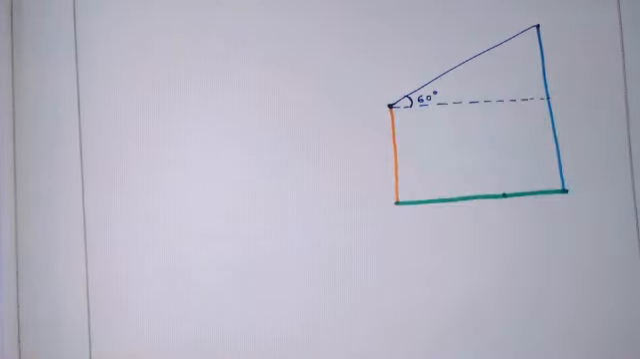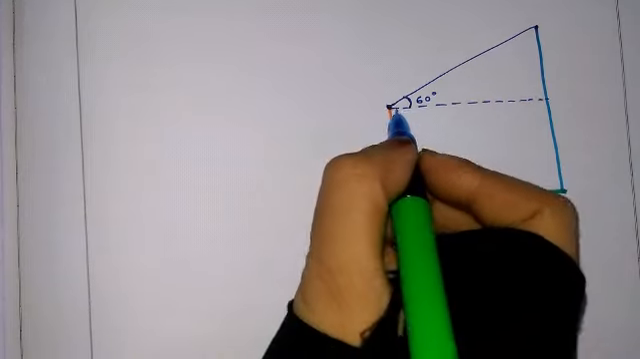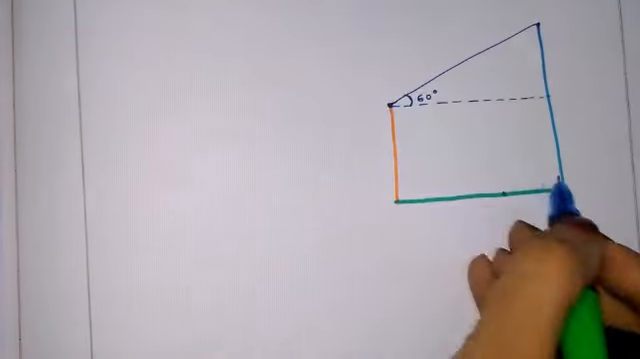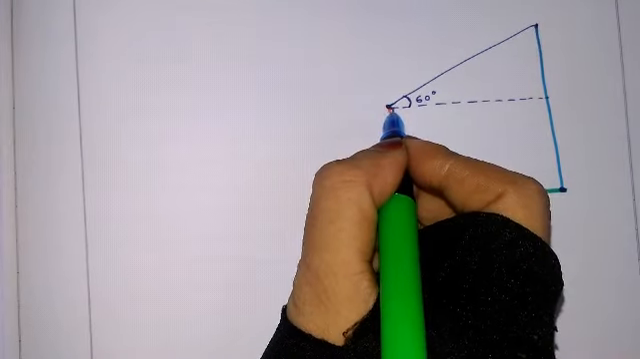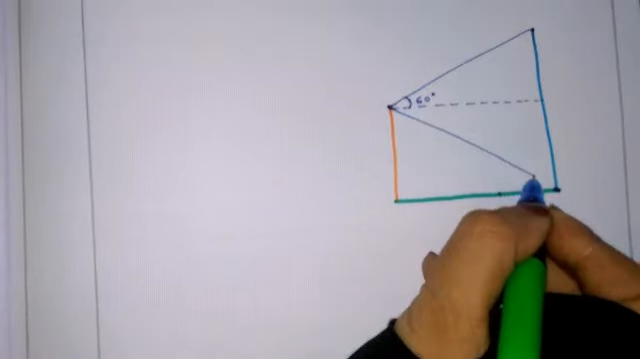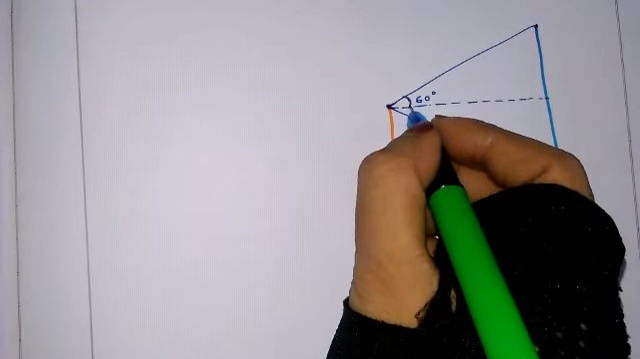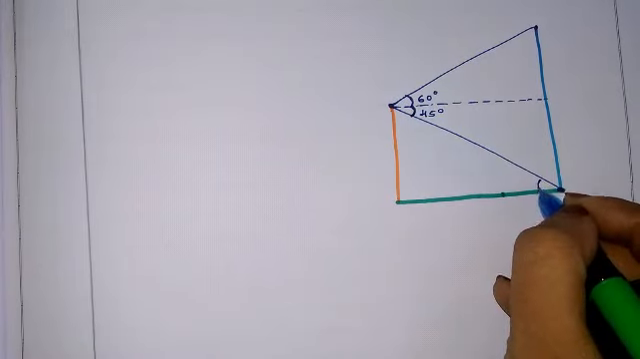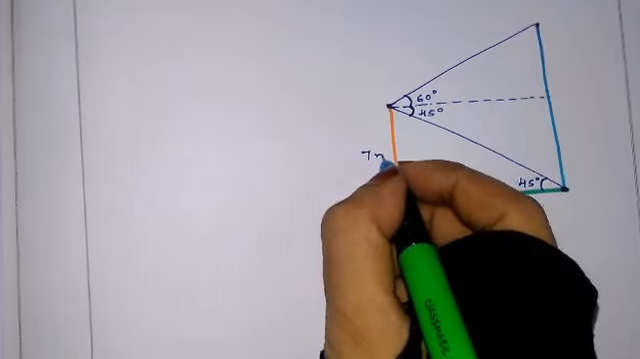And the angle of depression of its foot is 45 degrees. That means from the same point, the angle of depression of the foot of the tower is 45 degrees. So this is the angle of depression, that is 45 degrees. Depression this side will become 45 degrees, but we know that alternate angles are equal. So this 45 means this is 45.